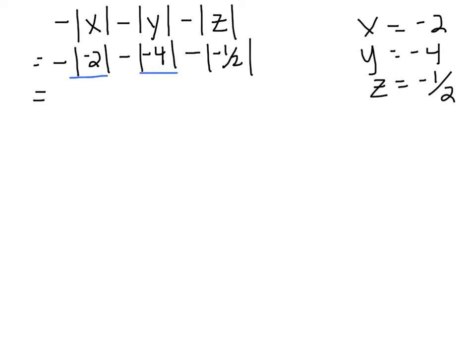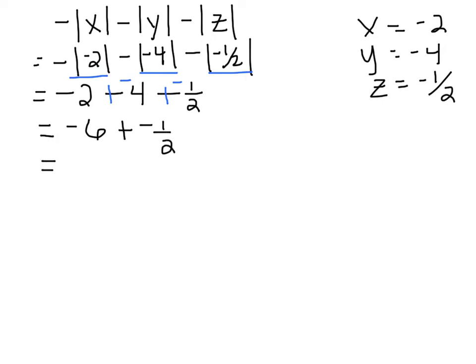And to solve this, I have to do my grouping symbols, these absolute values, first. So I leave my negative signs. The absolute value of negative 2 is 2. Leave my subtraction sign. The absolute value of negative 4 is 4. Leave my subtraction sign. The absolute value of negative 1/2 is 1/2. Change all of your subtraction to addition and change the sign next to it. Negative 2 plus negative 4 is negative 6 plus a negative 1/2. And I have a negative 6 plus a negative 1/2 gives me a negative 6.5. And this is my final answer for number 3.